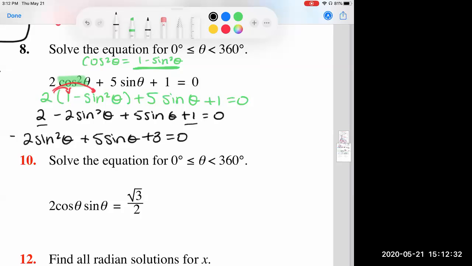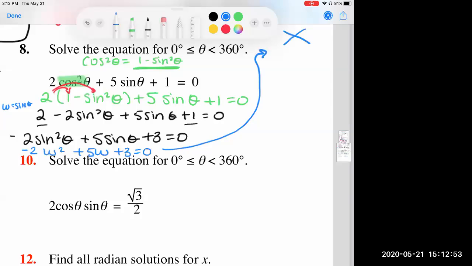All right, all those sines are making me freak out. We can change sine with W. So let's say W equals sine theta. So it gives me negative 2W squared plus 5W plus 3 is equal to 0. All right, let's factor.